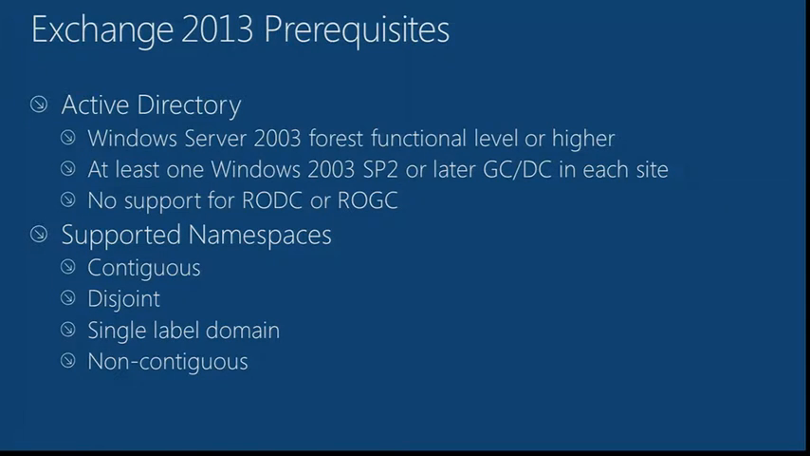The other namespaces, the contiguous, obviously that's the more traditional namespace. I would be willing to bet that a large majority of you are running in a contiguous namespace, but we also support the non- or discontiguous namespaces as well, single label domain, and of course the disjoint DNS namespaces.